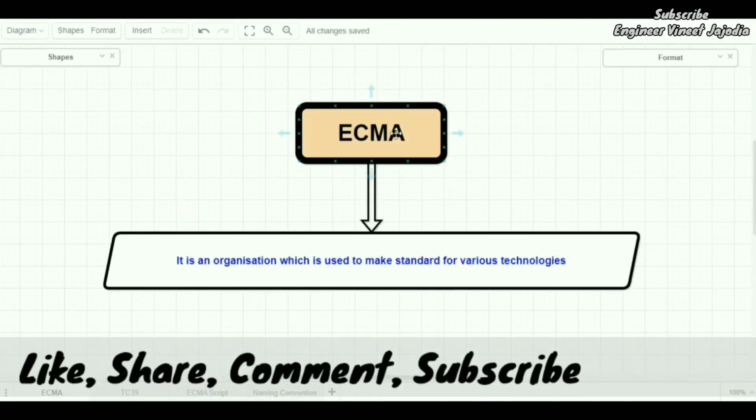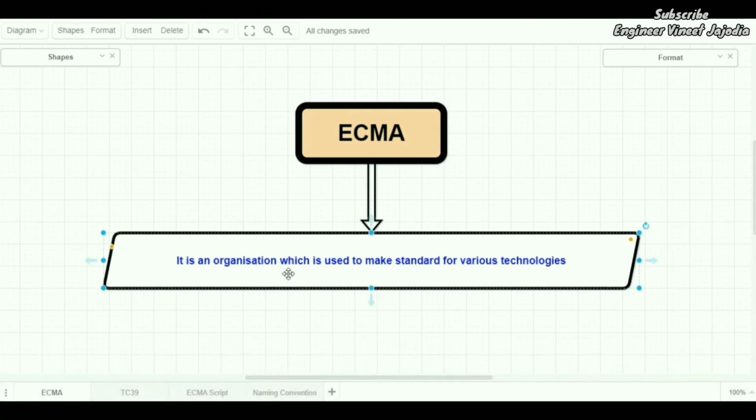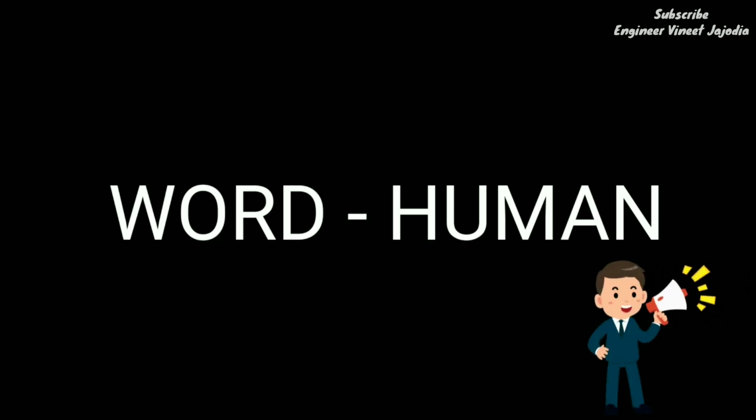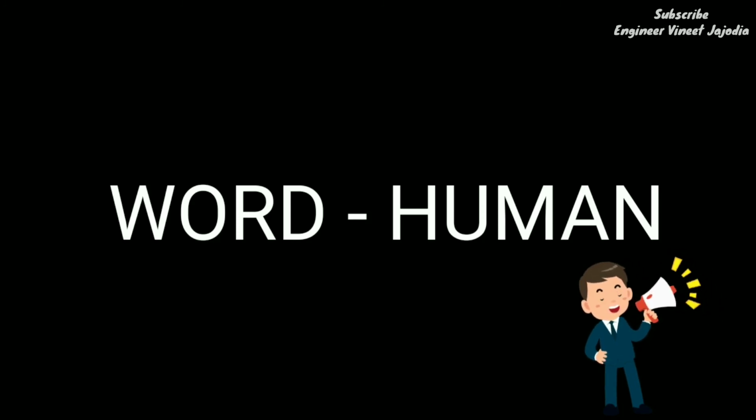What is Ecma? Ecma is an organization which is used to make standards for various technologies. What is the meaning of making a standard? Let's take a general example of human. Right now we are speaking in the English language, but there are various languages spoken around the world. So the pronunciation of the word human will change according to the language spoken.